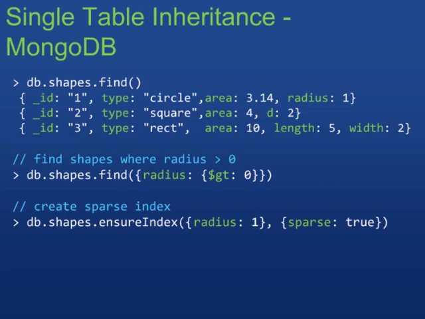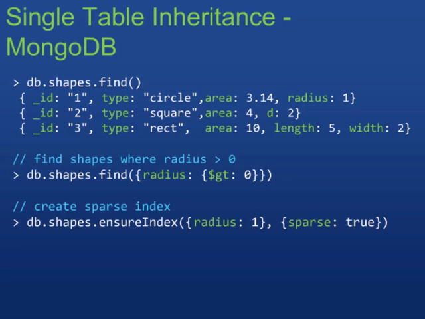So if I exclude sparse, that means my index would have all 3 shapes in it, but there would be 1 shape that had a radius of 1, and there would be 2 shapes that had a radius of null. When I use a sparse field, what this does is it tells the database to exclude from the index any documents that don't have a value for that field.